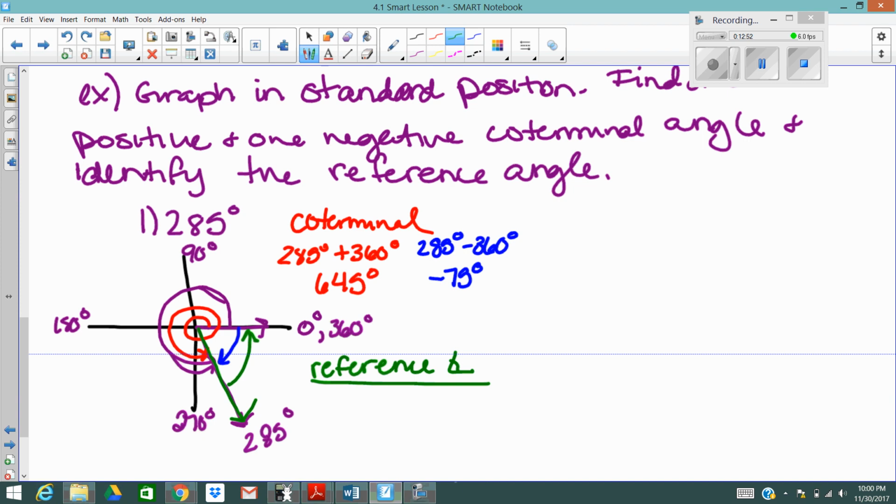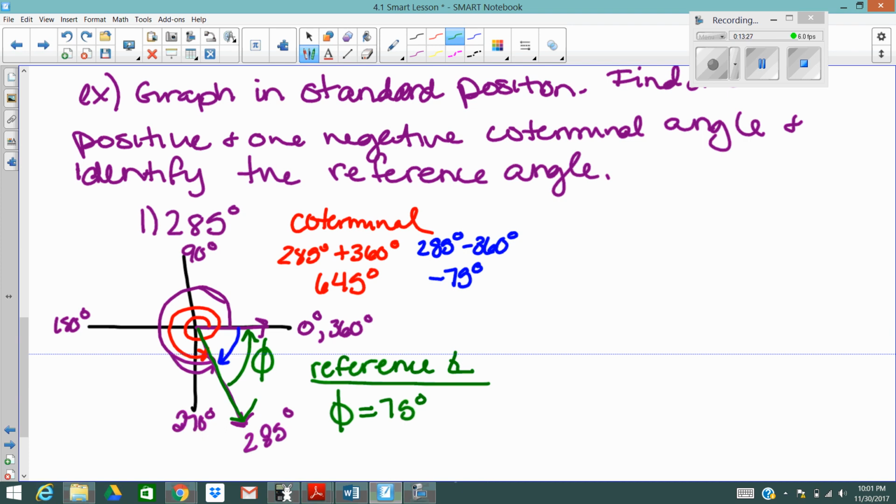And I know that my reference angle is always an acute angle, because what we're really doing is referencing an angle in quadrant 1. So the measure of my reference angle, which I will use phi to denote instead of theta, will be 75 degrees. Because if this angle's 285, then to get to my x-axis, I need 75 more degrees.